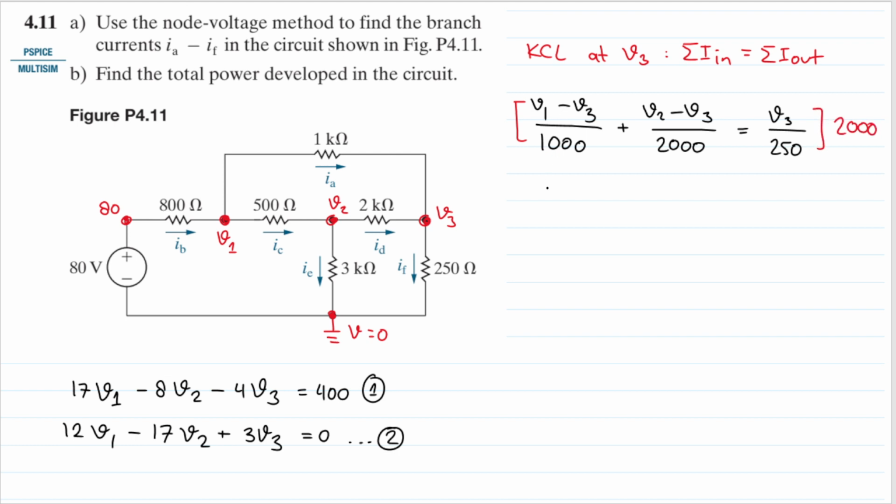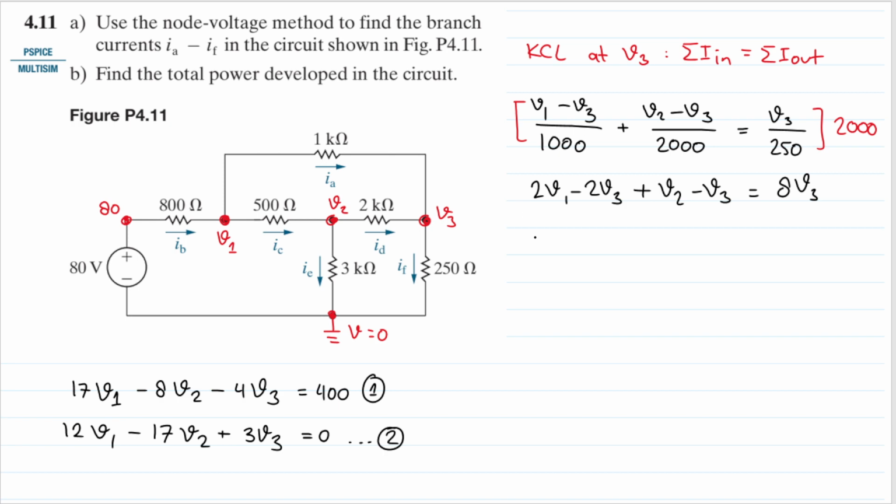And we will have 2V1 minus 2V3. 1000 and 2000 will cancel into 2. And for this one, 2000 will cancel each other, so we will have V2 minus V3. And 250 and 2000 will cancel into 8, right? So we will have 8V3 here.